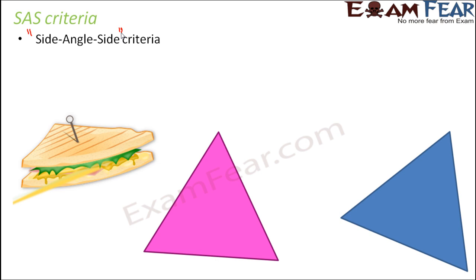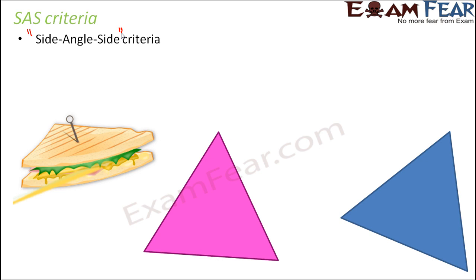So it is just like the example of a sandwich. What happens in a sandwich? You have two slices of bread and in between that you have the stuffing, and that stuffing could be anything. It could be spinach, it could be corn, it could be potato, it could be just anything. So basically you have two bread slices, and in between you have the stuffing. In a similar way, when we talk about SAS criteria, we need to ensure that two sides and the angle sandwiched between the two sides, this entire combo should be equal in two triangles.